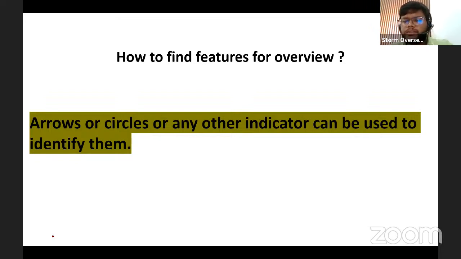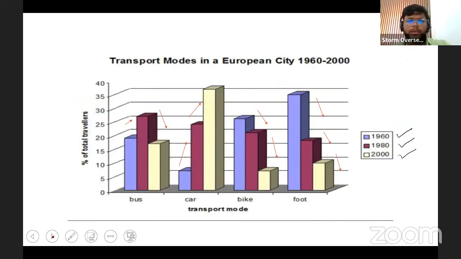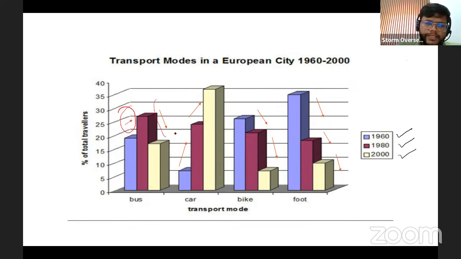Okay, I have done one thing, and you can see that example too. Okay, I have done this. And in case of bus, in 1960 it was something, then it increased, then again in 2000 it decreased. So I put arrows like this. You can see this. These kinds of arrows can help you a lot when you identify a trend.